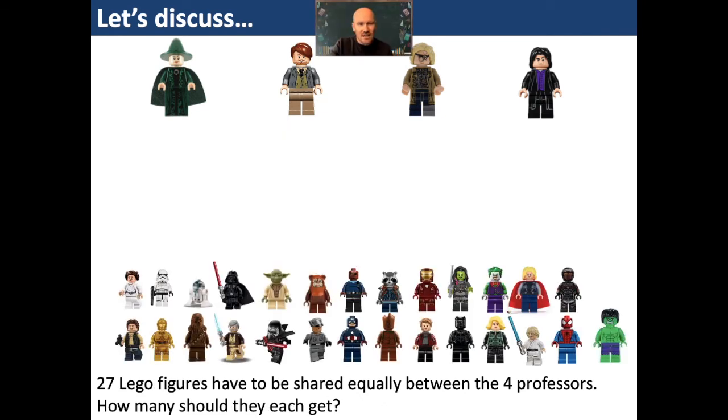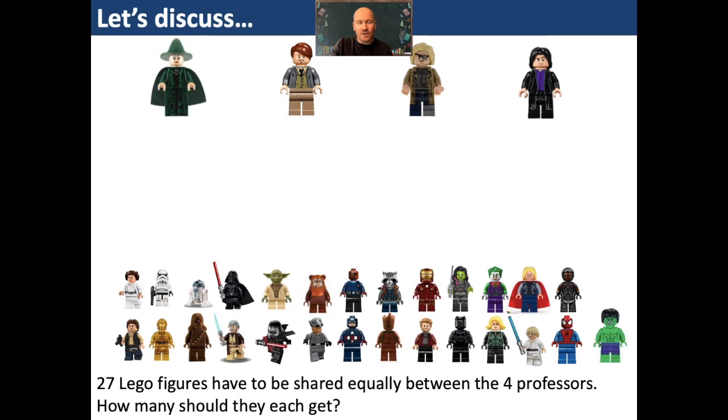Let's have a look at the second problem. 27 Lego figures have to be shared out equally between the 4 professors. How many should they each get? Again, we've got 27 things to be shared out between the 4 professors. Surely we're going to get the same answer. Well, let's have a look.